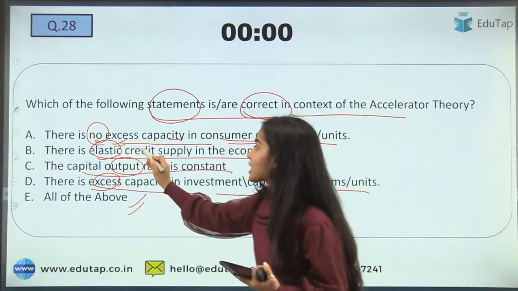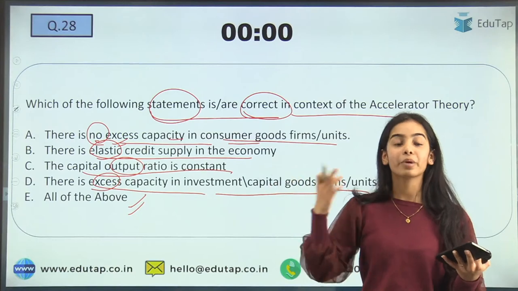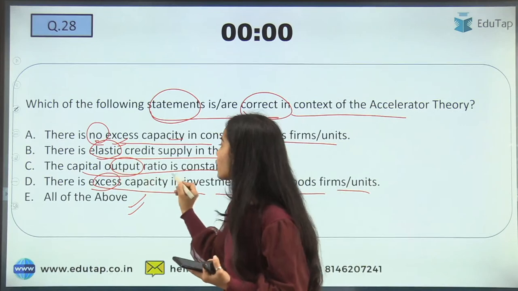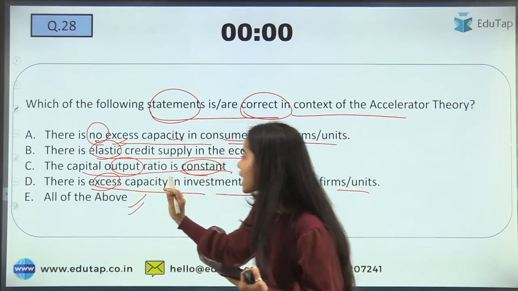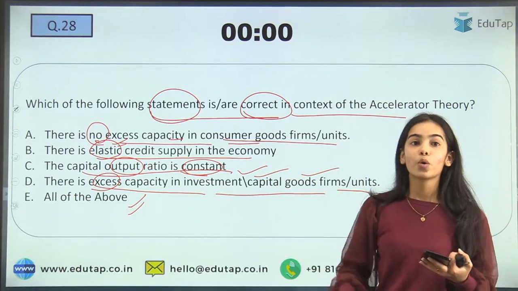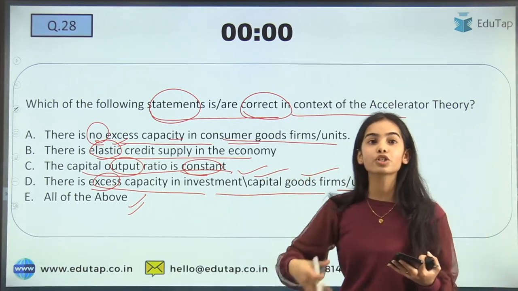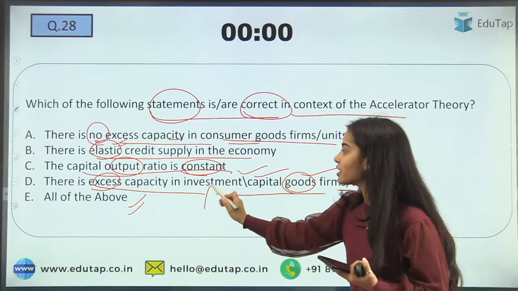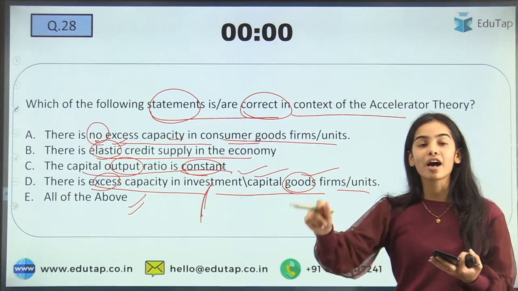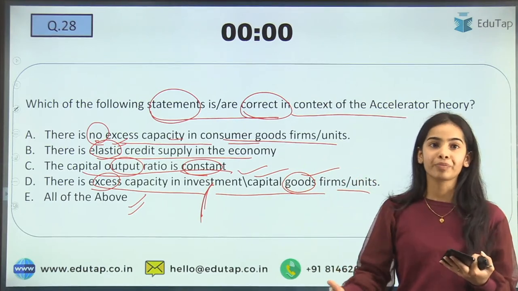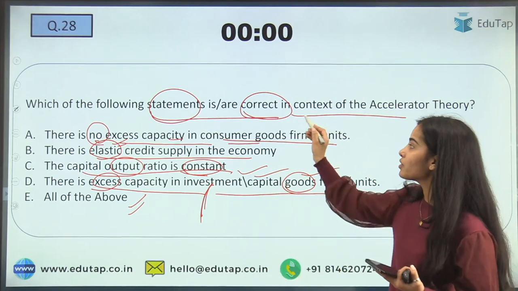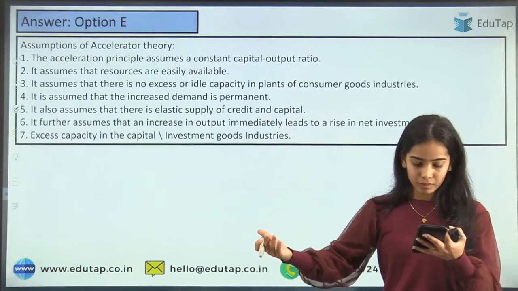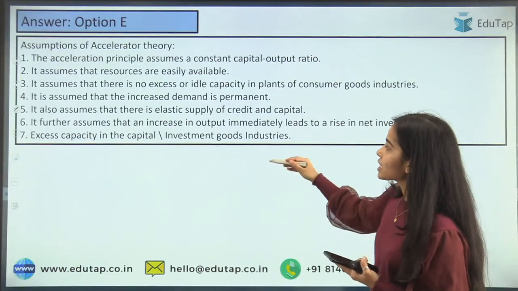Okay, there should be elastic credit supply. Credit should be flowing in the country. Then only they can invest. They will take the loans and then they will invest. So the capital output ratio should be constant and there should be excess capacity in the investment or capital goods firms. Excess capacity means that the capital goods firms should have the excess capacity to produce, only then can investment happen. Now, if the investment firms are not able to produce the new machinery, what will the consumer goods firms do? Only the prices will rise and not the output. So this is the assumption that you can read.